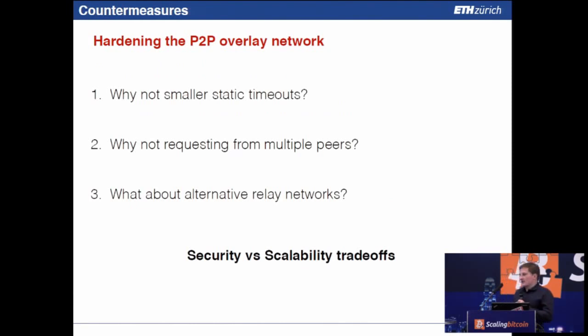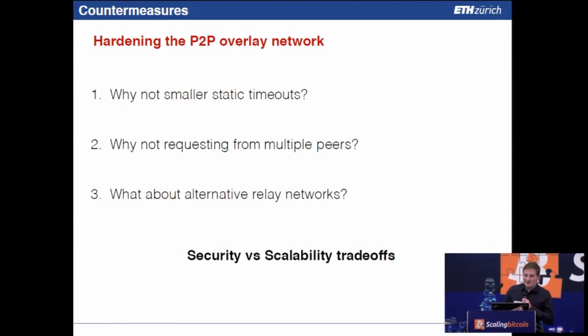Okay, so what can we do about that? Why don't we make the static timeout smaller? I mean, this would be maybe a small and easy fix. Well, we did some measurements here, and it turns out that we might cut off some lower bandwidth nodes by doing this. So this depends basically on what should be the requirement to run a full node. Okay, but why not request a transaction or block from multiple peers? Well, that's the scalability, right? If you request a block or transaction from multiple peers, you would just need more bandwidth, there will be less bandwidth available, and so on.